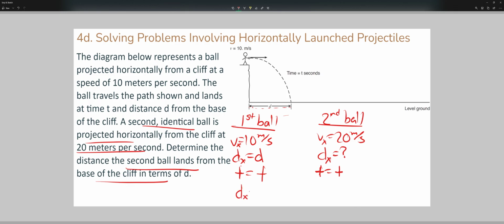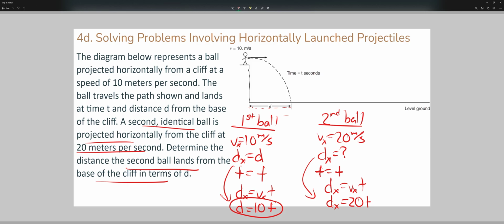Let's solve for dx here. I'm replacing dx with d. Vx is 10, and then t is t. And if we do the same exact thing here, dx is equal to vx times t. We don't know what dx is yet. Vx is 20, and then t is t. So d is 10t, right? The distance that the first ball travels is equal to 10t, and the distance that the second ball travels is 20t. How can we get this in terms of d?